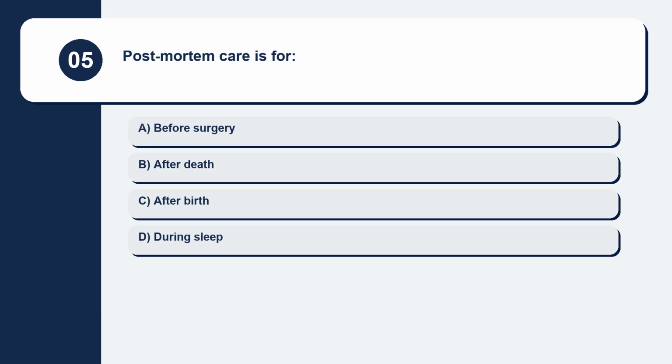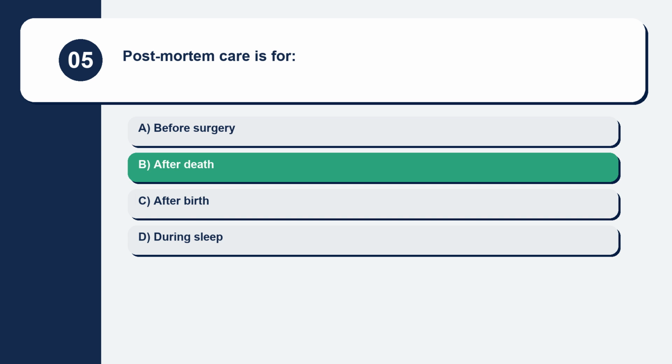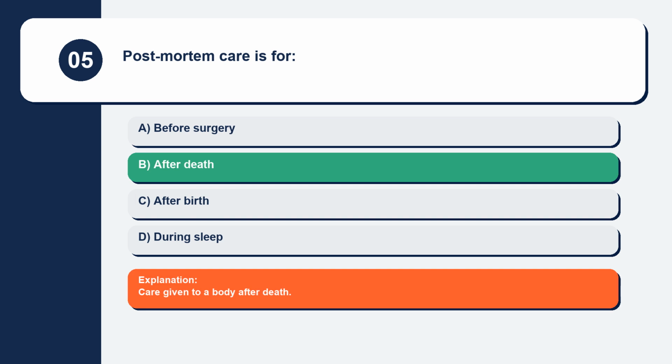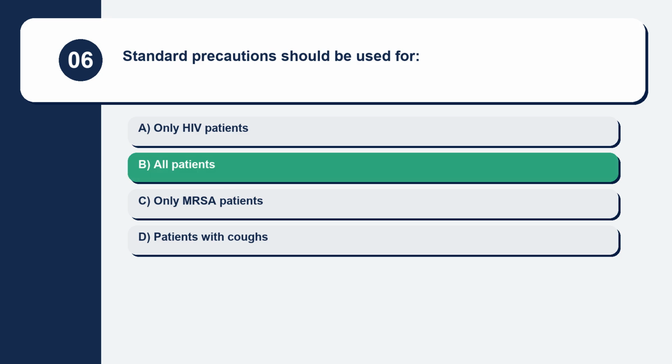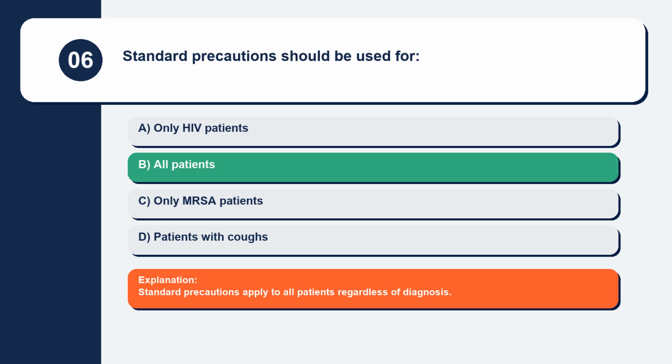Question 5. Post-mortem care is for: before surgery, after death, after birth, during sleep. Care given to a body after death. Question 6. Standard precautions should be used for: only HIV patients, all patients, only MRSA patients, patients with coughs. Standard precautions apply to all patients regardless of diagnosis.